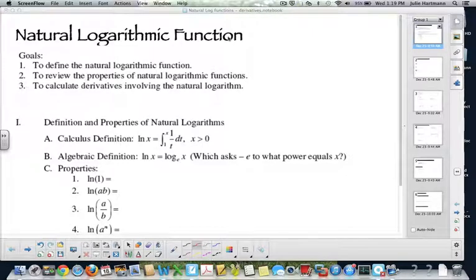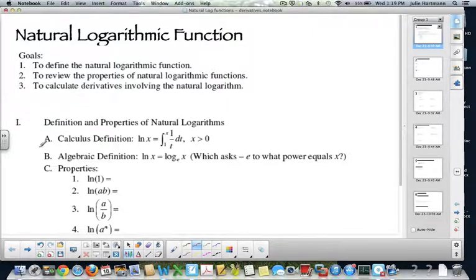Okay, we're going to start out with the natural log function, finding the derivatives. So first of all, defining the natural log, reviewing the properties, and calculating the derivatives. Definition, calculus, and algebraic definitions are right here.